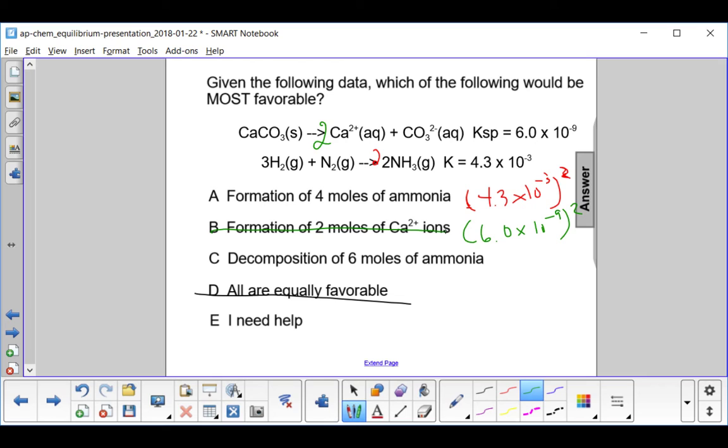And then decomposition of 6 moles of ammonia. So first of all, that would mean taking this second reaction and multiplying it by 3. And so that would mean 4.3 times 10 to the minus third, then to the third power, but then the inverse of that, right?